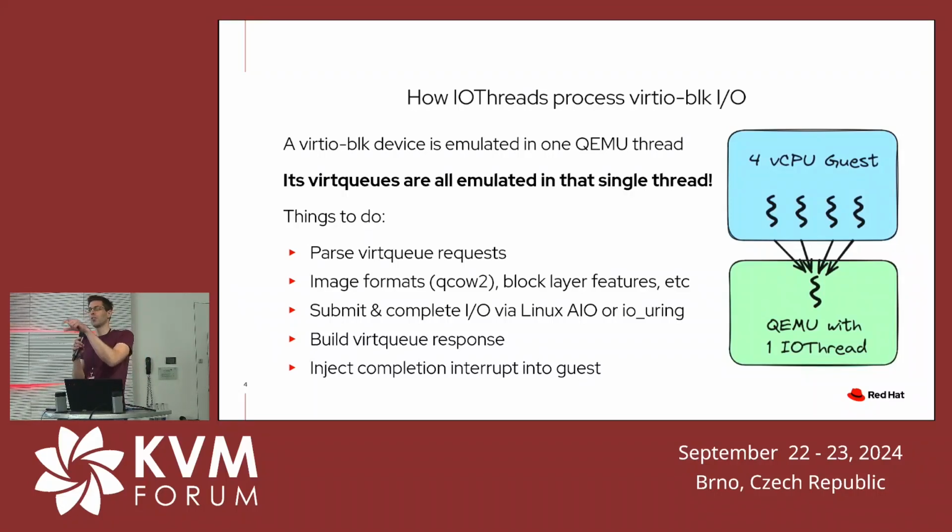It has to parse the Linux AIO or io_uring request, and send it down the VFS and the Linux block layer. And then it sends that to the driver. So then the NVMe driver in Linux, for example, will submit that I/O. And then you take the reverse path up. QEMU will build the response, and it will inject an interrupt into the guest to complete the I/O. So that's a long path. There's a lot of CPU cycles doing stuff.